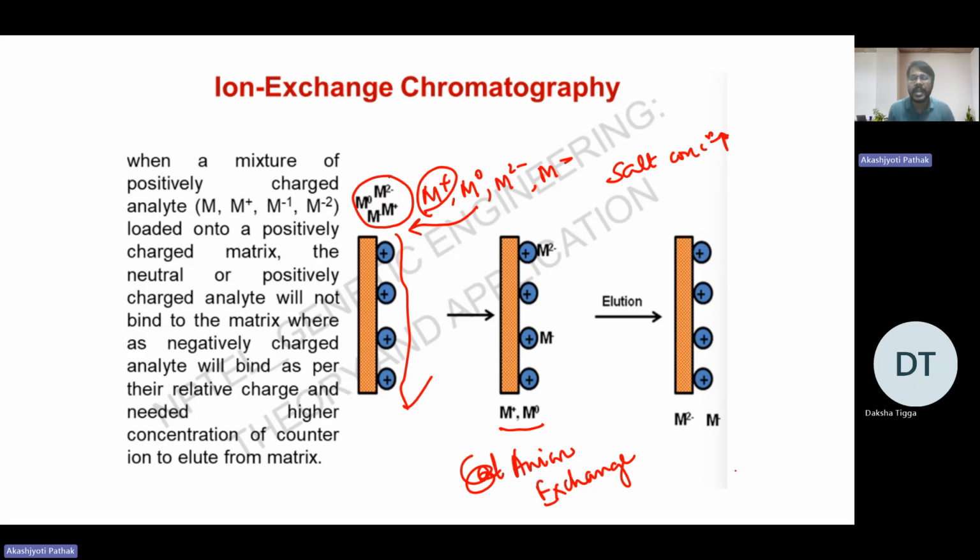And if it is a cation exchange column, cation exchange means it will attract positively charged species. It means that the matrix of the column will be negatively charged. Do not get confused. Cation exchange means your analyte will be positively charged, but your matrix has to be negatively charged, only then can it attract the positively charged species.